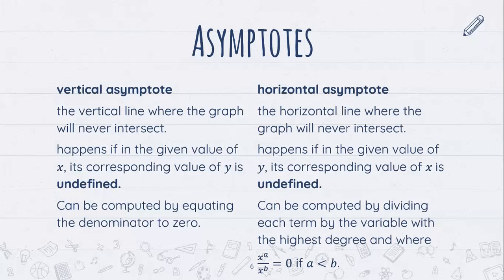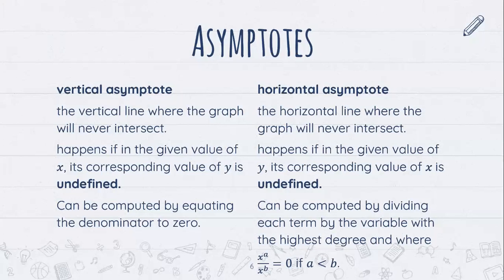So, ayan, mamaya, i-check na lang natin kung paano natin siya gagawin. Basta tandaan, can be computed by equating the denominator to 0. Next naman po is horizontal asymptote. The horizontal asymptote is, of course, the horizontal. And then, it happens when the given value of y, yung corresponding value niya ng x is undefined naman. So, merong value ng y, pero yung x undefined.